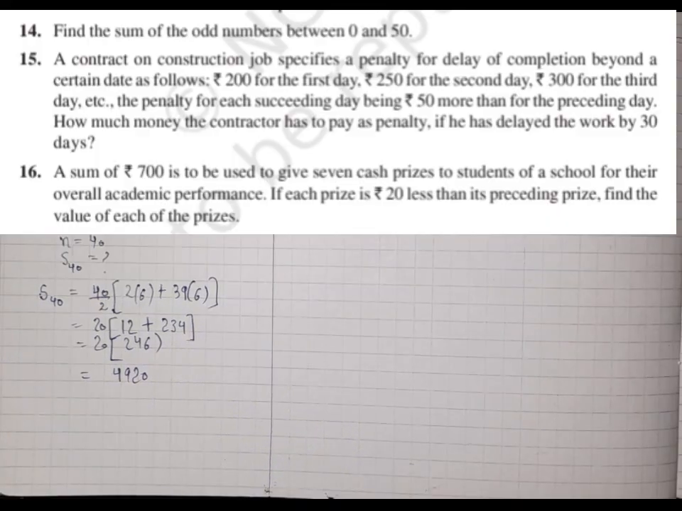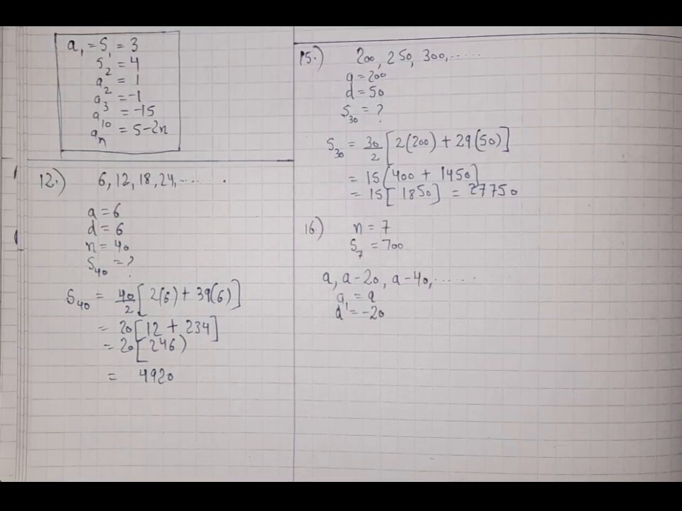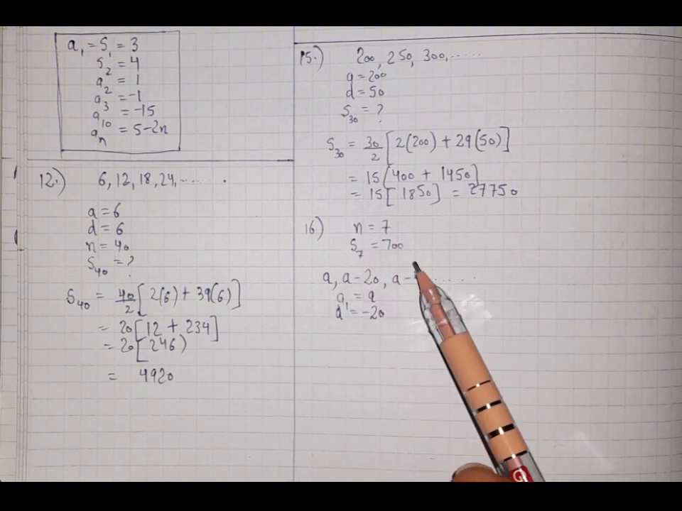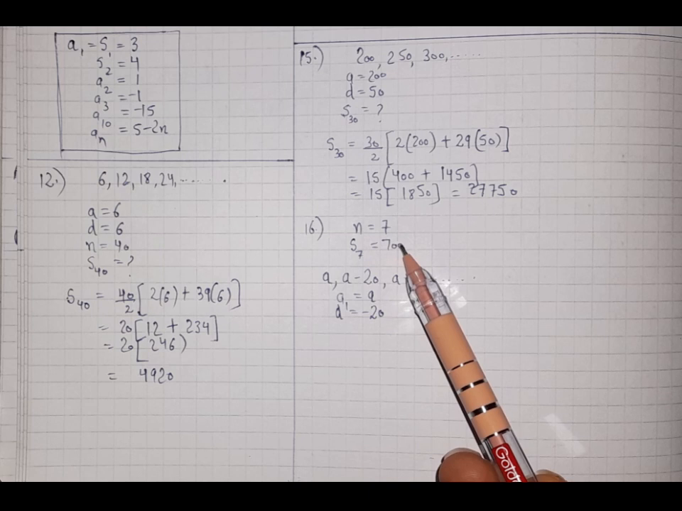Question number 16. A sum of rupees 700 is to be used to give 7 cash prizes to students of a school for their overall academic performance. If each prize is rupees 20 less than its preceding prize, find the value of each of the prizes. It's given that total number of prizes are 7, so n equals 7 and sum of all the cash prizes is 700. So Sn equals 700.